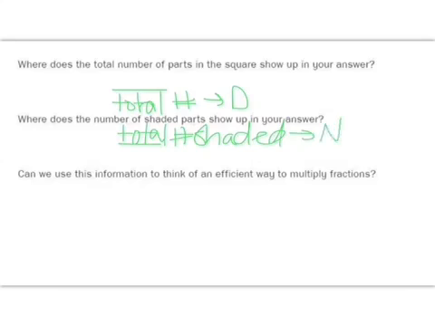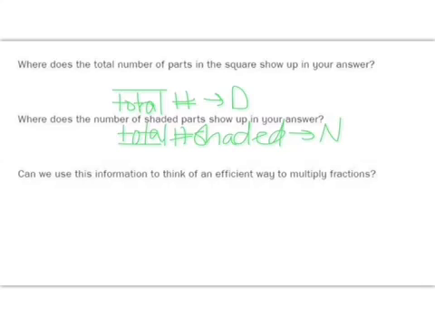Can we use this information to think of an efficient way to multiply fractions? I'm hoping that you are seeing that the pattern is that when we take the numerator times the numerator, we get our new numerator, the total number of shaded squares. The denominator times the denominator equals our new denominator. Let's test this out. I'm going to write down a couple of the number models we have. Let's see if that is true.